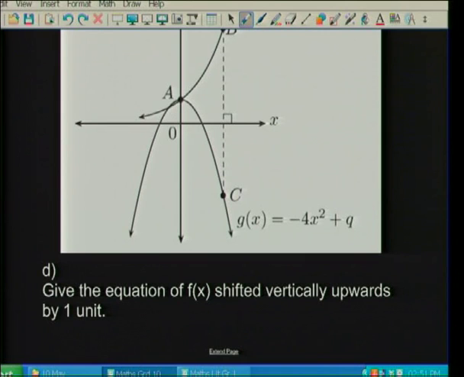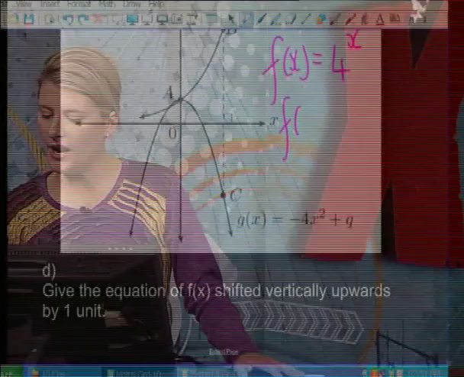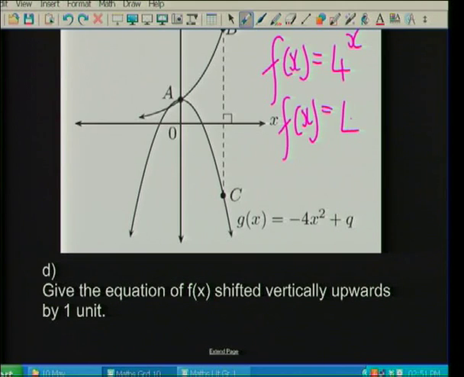They then want to know from us, give the equation of f of x shifted vertically upwards by 1 unit. Now, f of x at the moment is 4 to the power x. What do you do to shift something up? You add a q. So if I want to shift it up by 1 unit, that will be 4 to the power x plus 1. If I wanted to shift it down by 3 units, that plus 1 would have been replaced with minus 3, and so on.